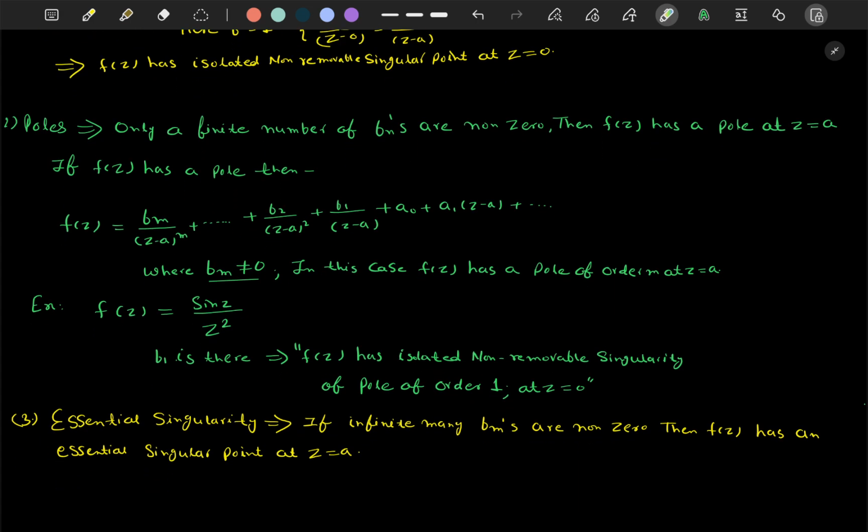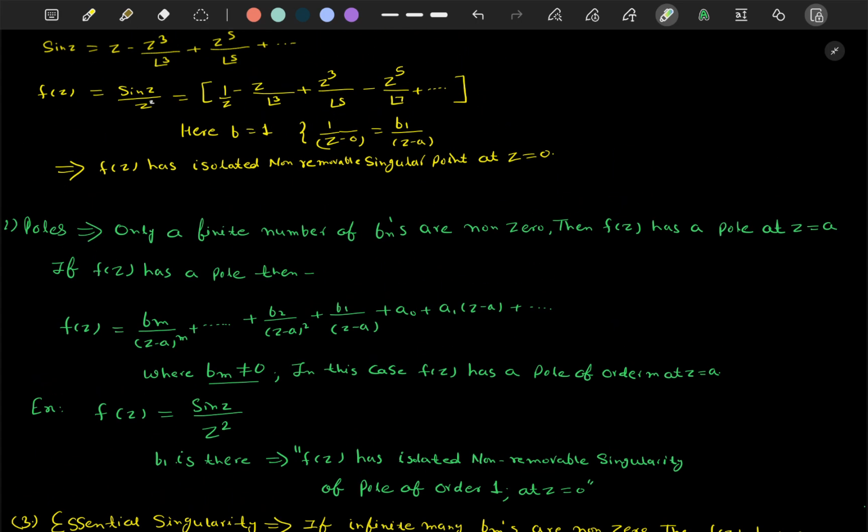Now we study poles. If only a finite number of b's are non-zero, then f of z has a pole at z equal to a. If f of z has a pole, then we expand the Laurent expansion of the function. We'll have this expansion, and now we will have b's, meaning b's are not equal to 0. In this case, the function of z has a pole of order m. If b_m is not equal to 0, then the pole has that same order. Here b1 was not 0, so z equal to 0 has a pole of order 1.